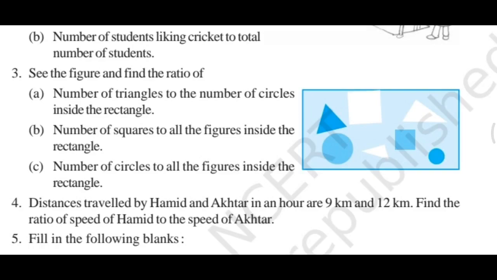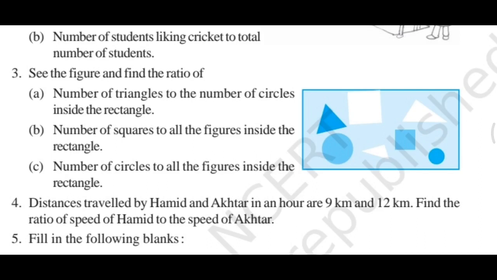This is question number 3. Here you can see question is written, see the figure and find the ratio of. So first of all we will look at the figure. Here you can see 3 triangles, 2 circles and 2 squares are there. And after that we will find out these questions A, B, C. Question A is number of triangles to the number of circles inside the rectangle. First of all, ratio of triangles to the circle.